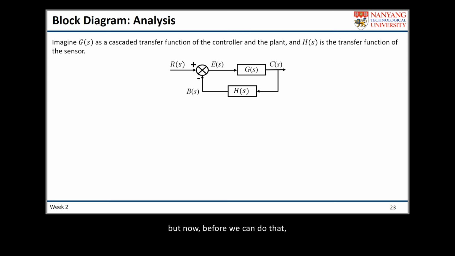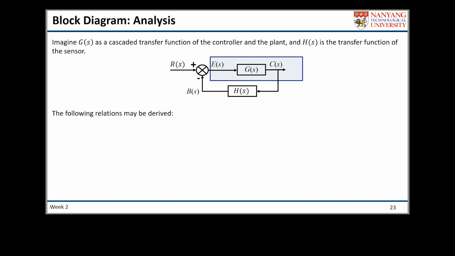But before we can do that, of course, we need to find the relationship between R and C. We need to find how this system can be drawn in a simple block diagram by finding the equivalent transfer function of this complex system. So how to do that? We have to analyze part by part in this complex system. The first one, let's take a look at the G(s) part.